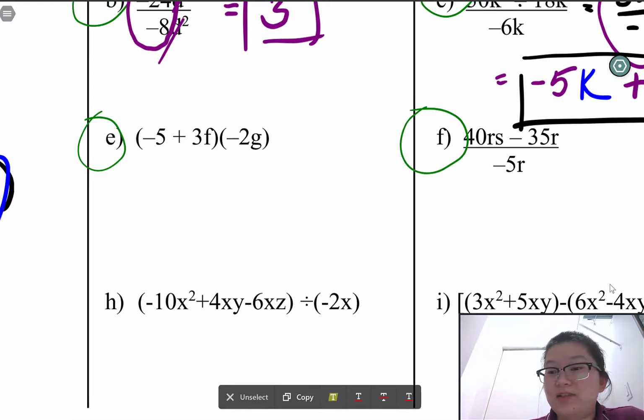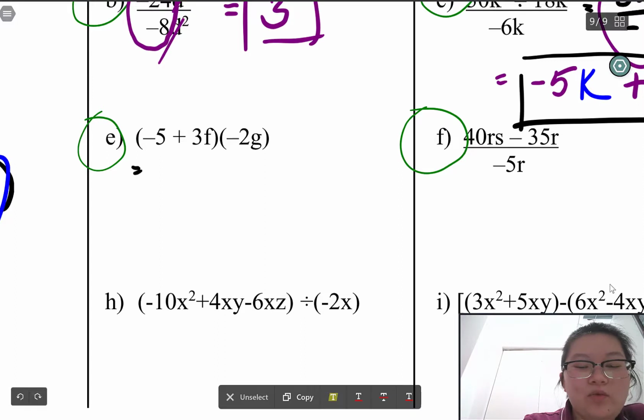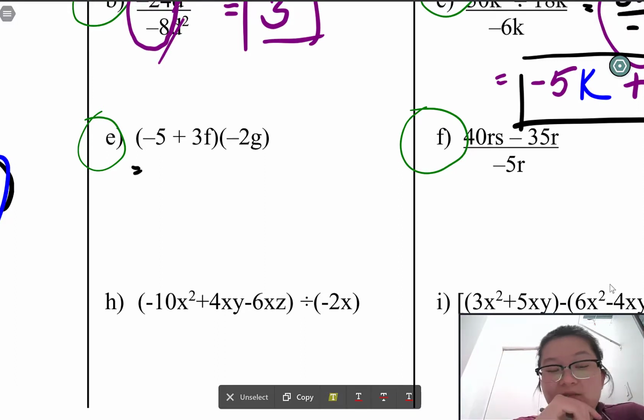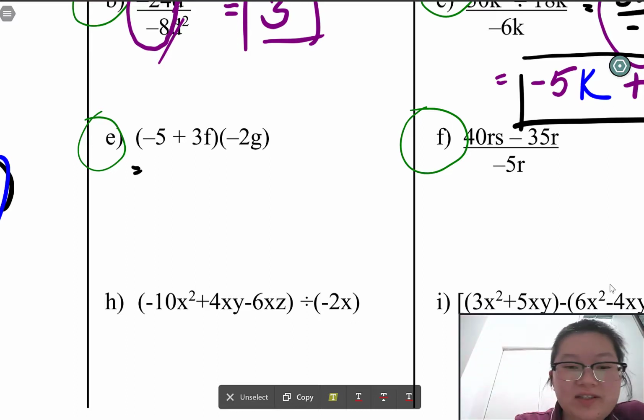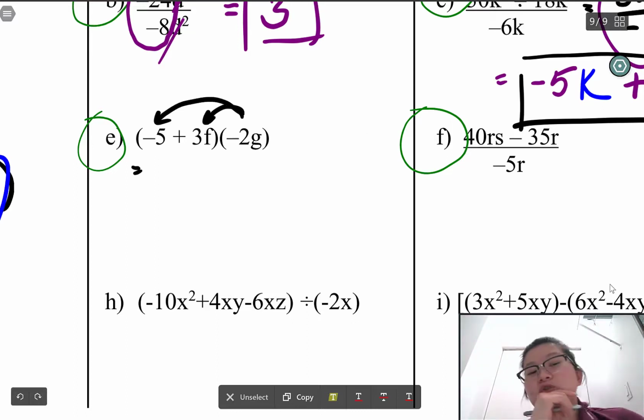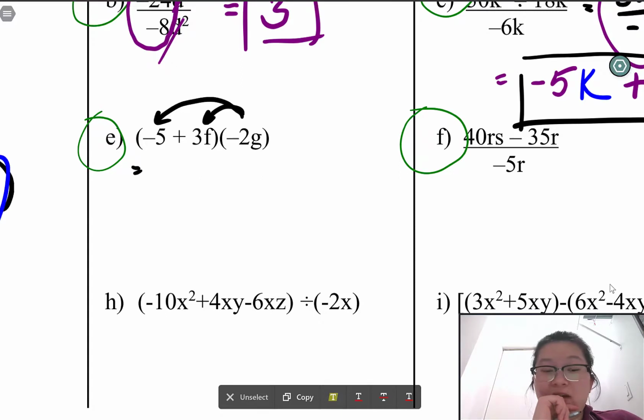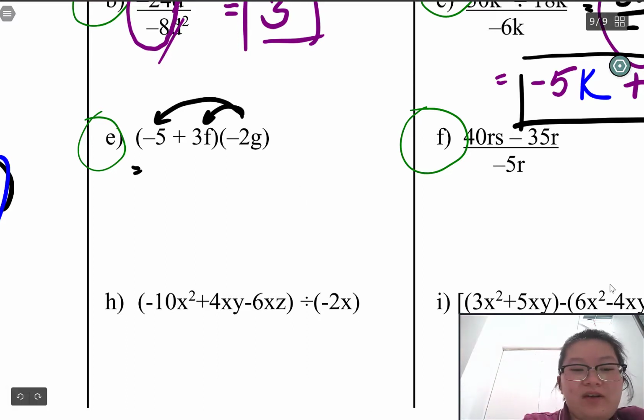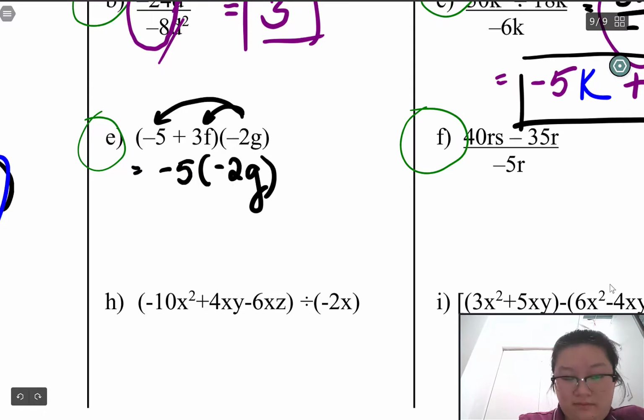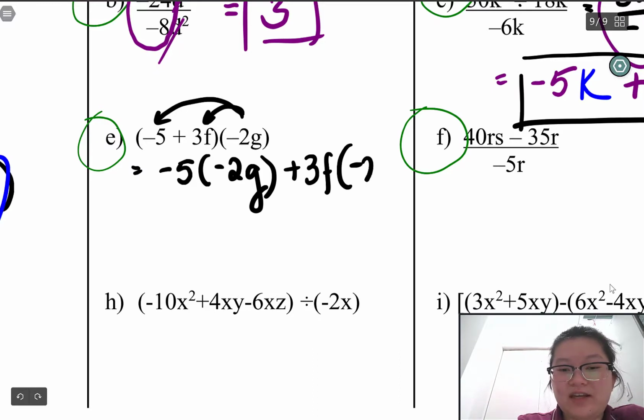Next up, let's write this out. We have, let's put the negative 2g in front. It really doesn't matter which way, but essentially, I'm distributing it to all of my terms. So I'll just leave it there, just so we're getting used to seeing where the monomial is being placed. So I'm going to have here negative 5 times negative 2g, plus 3f, and in brackets, negative 2g.